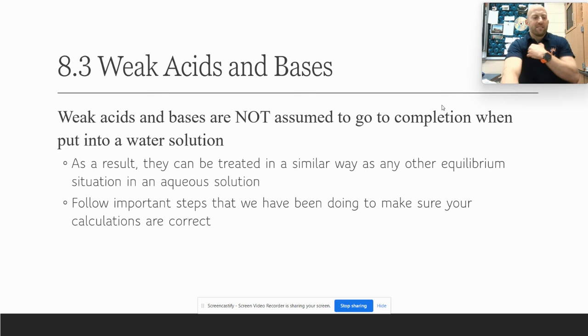Weak acids and bases. So, not getting super fancy on this one. Dang it, that stupid countdown. All right, here we go.